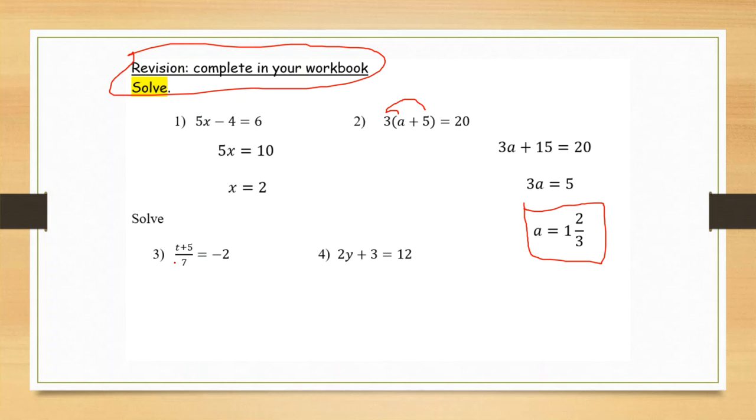For question 3, solve this equation, times by 7 as our first step. So 7 goes over here. So minus 2 times 7 is minus 14. t plus 5 equals minus 14. Take away 5 from both sides, we get t equals minus 19. And for question 4, take away 3 as our first step. 12 take away 3 is 9, and then divide by 2. So y equals 4.5.